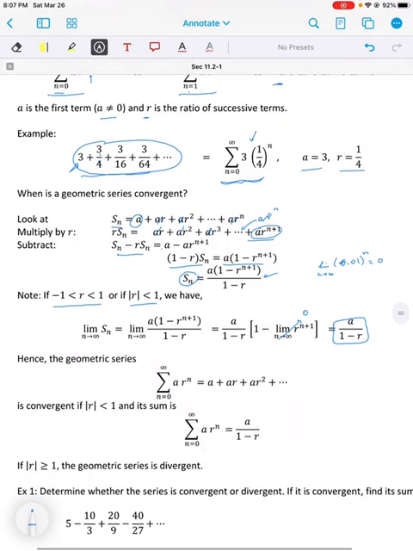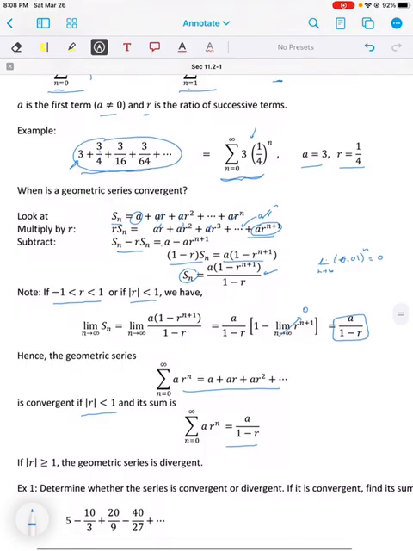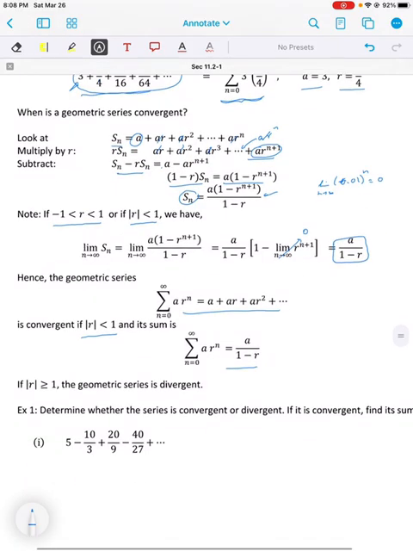So now we say that a geometric series, which looks something like this, is convergent if the absolute value of r is less than 1, and the sum will be equal to a over 1 minus r. So this is the easiest one. Also note that if the absolute value of r is greater than or equal to 1, then the series is divergent.